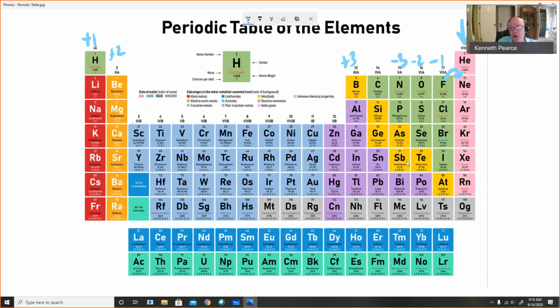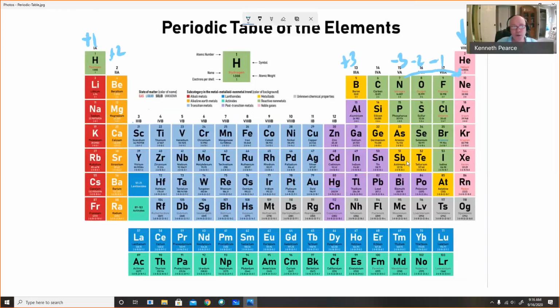And similarly for oxygen. Oxygen starts out with 8 electrons. Minus 2 means that you have 2 extra electrons. Well, 8 plus 2 gives you what? Gives you 10 again. And the same thing with nitrogen. If you add 3, what do you get? You get 7 plus 3, which gets you 10.